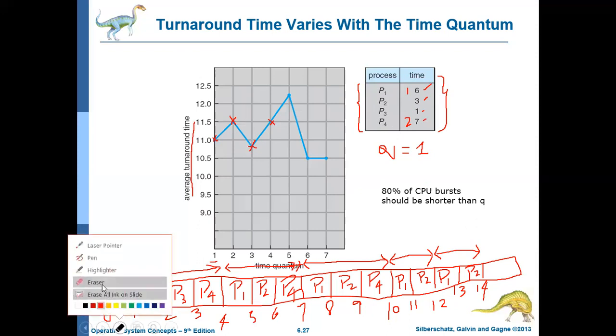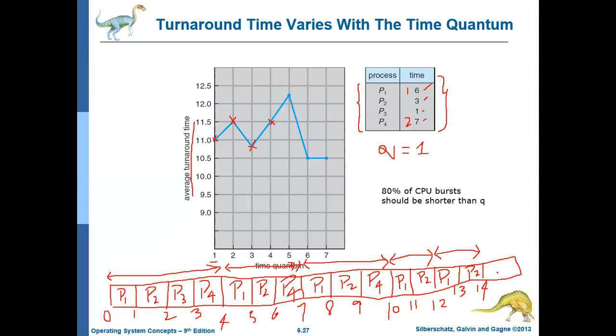Then again, P1 will execute first, and then P2 will execute. So what happens? P1 will release the CPU at the 15th millisecond, and P2 will release the CPU at the 16th millisecond. After this particular round, which is the sixth round, P1 completes.